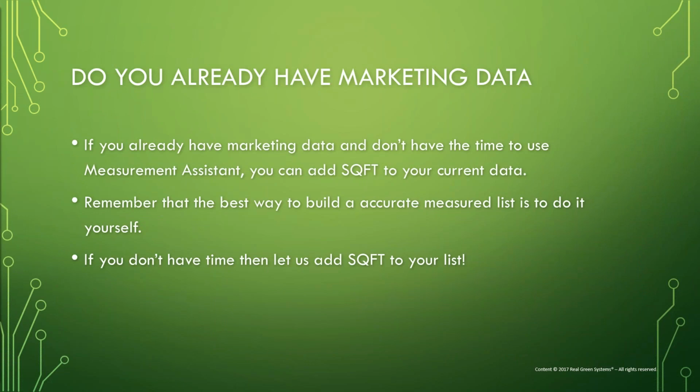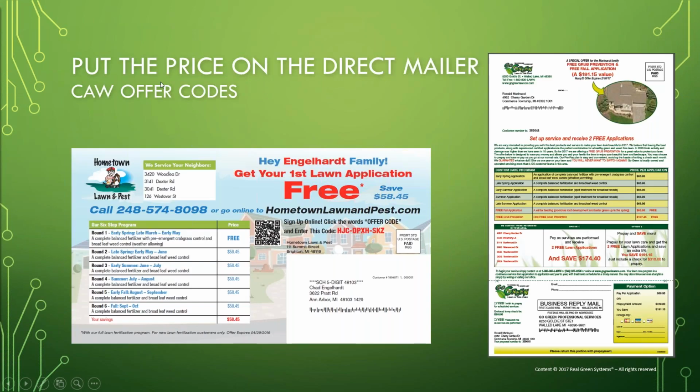So, do you already have marketing data? If you already have marketing data in there, but you don't have the time to use Measurement Assistant, you can add square footage to the current data that you do have. Obviously, you want to remember that the best way to build your accurate measurements is to go through and do it yourself. But if you don't have time, we can add square footage to it. We can provide you with new data with the square footage as well, so that you can send a priced piece of mail out. So here are some examples of priced offers on particular mailers.